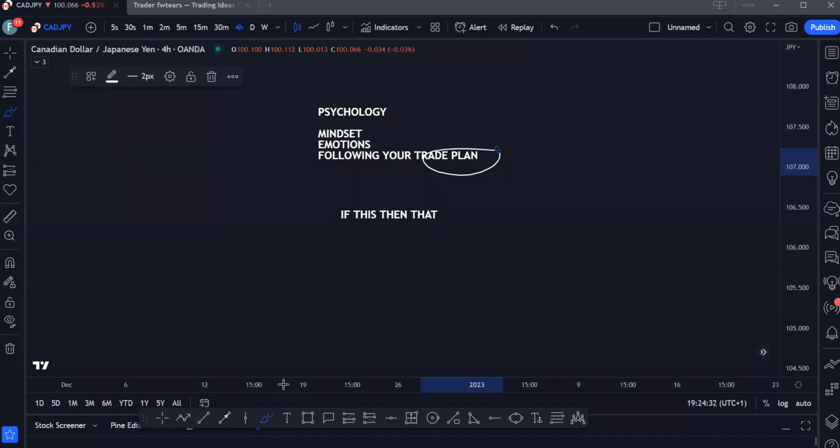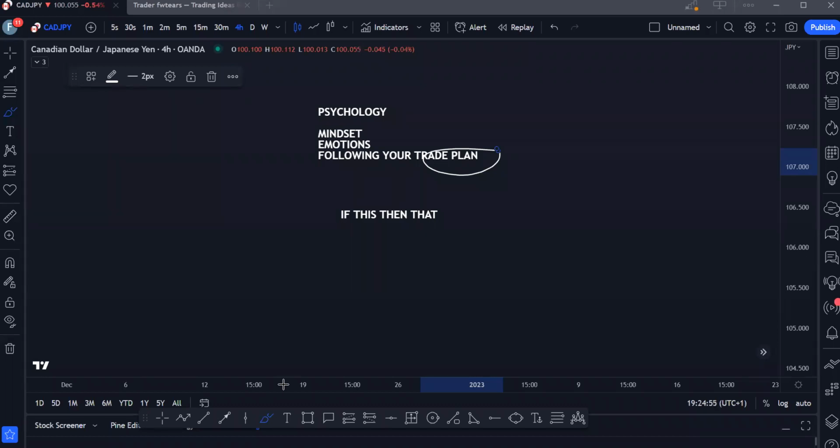Trade your plan. That is all you need to do. Trade your plan. Forget about emotions. Forget about the money. Follow your trading plan and you'll be fine.